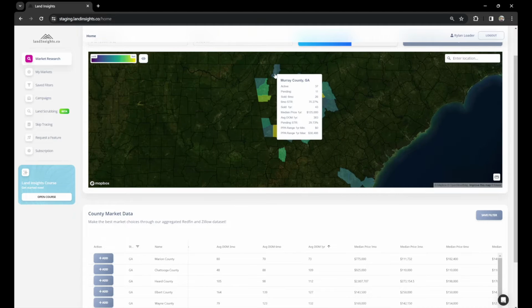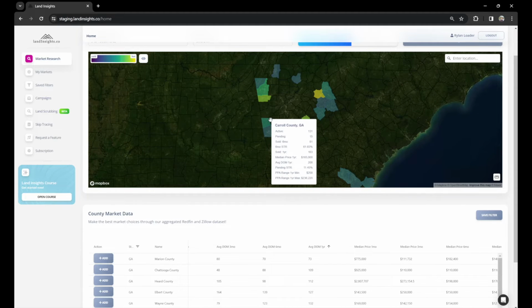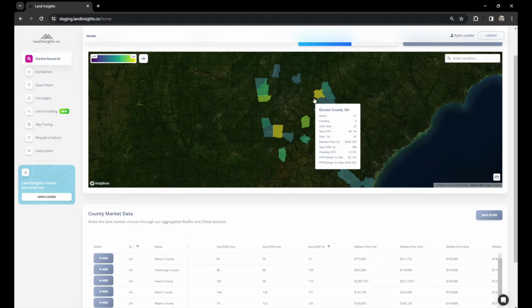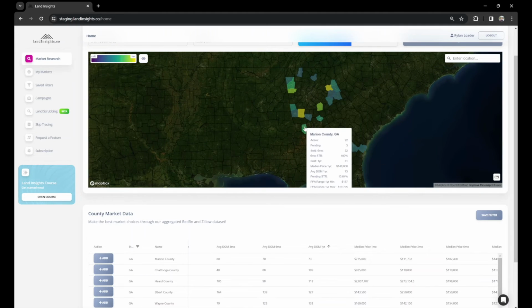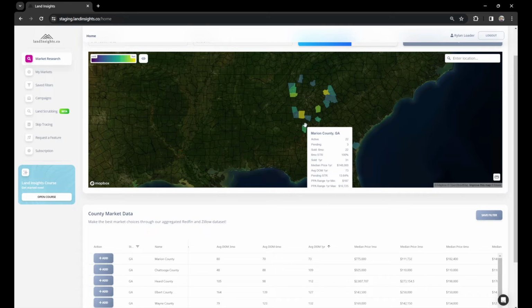So this is our heat map data. Let's look for Marion. Let's see what its 6-month sell-through rate is compared to everybody else's. It's green, so it's kind of mid-tier. So 22 active, 22 sold in the last 6 months. So that's 100% sell-through rate, and it's got average days on market of 73. Median price over the last year was 148,000. So it seems like it's a cheaper market. The highest price per acre in the last 1 year has been 10,725. So it's cheaper acreage out here.